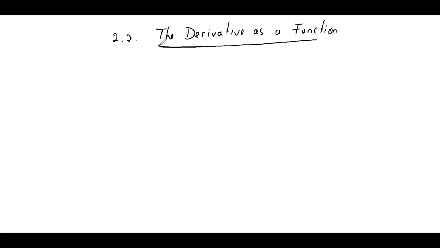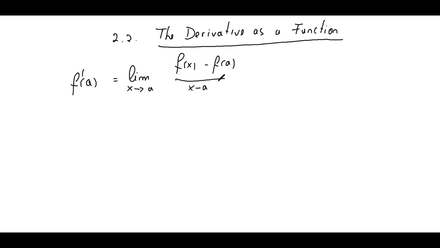So we get the derivative as a function. It's just a review if you want. Remember that when we calculated the derivative at a number a, we did this limit as x approaches a of f of x minus f of a over x minus a. Of course, this can be done at all points a of the domain. And if our function f has derivatives at all points a where it is defined, we say that f has a derivative.